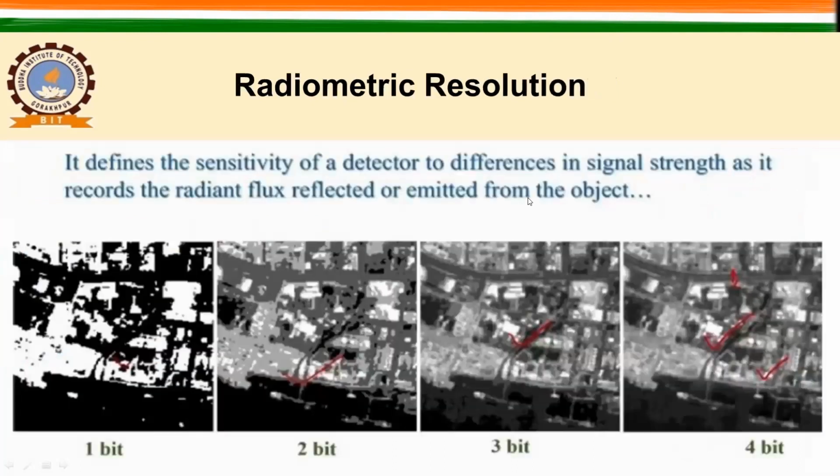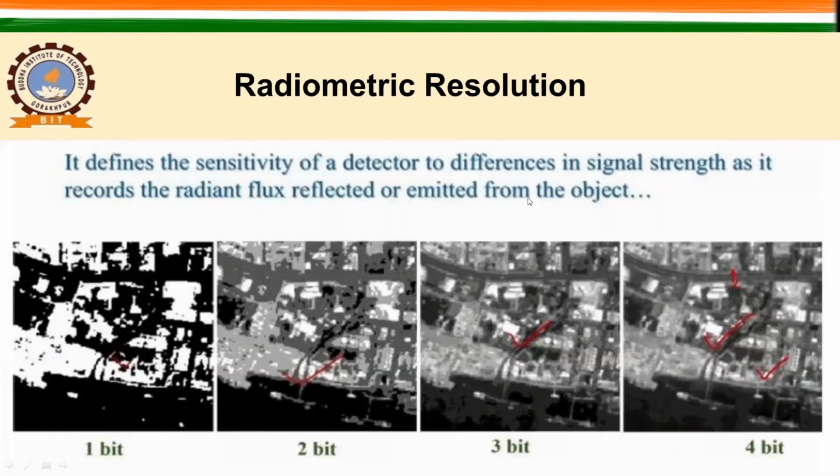The other one is your radiometric resolution. So what is radiometric resolution? This is the next one. It defines the sensitivity of a detector to differentiate the incoming radiation into different levels.